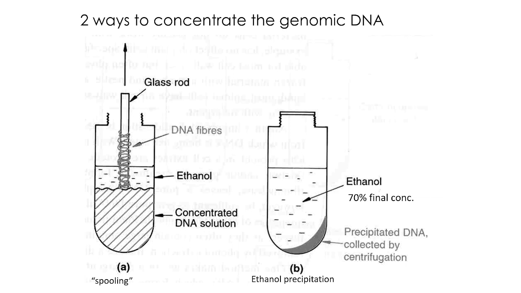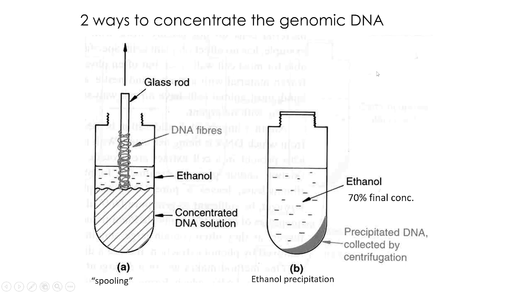There are two ways in which you can concentrate your genomic DNA. One is by spooling. We have the concentrated DNA solution, and above that we have ethanol. These are the DNA fibers which we collect on the glass rod. By the method of spooling, we concentrate the genomic DNA.